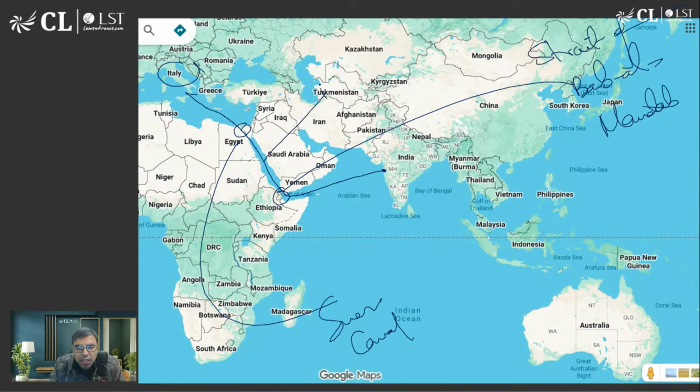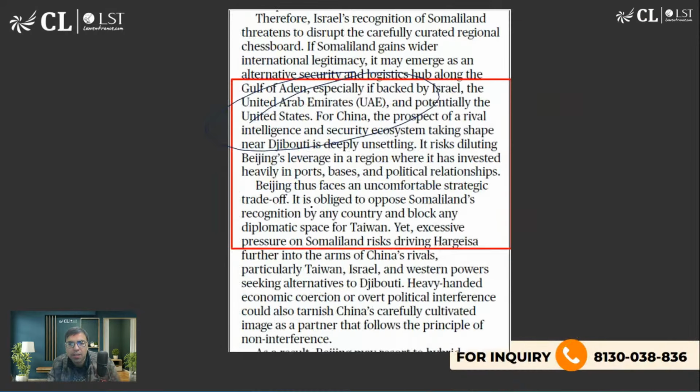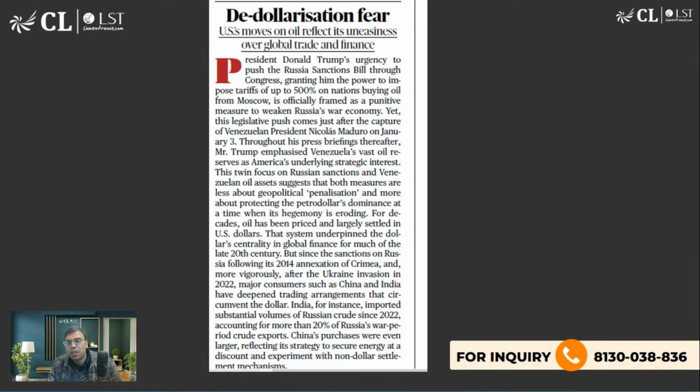Okay, and this is Red Sea. Okay, and this is Gulf of Aden, and Bab al-Mandab is actually the choking point, or I would say the strait, है ना. Now साइड में एक और आर्टिकल था talking about de-dollarization fear.